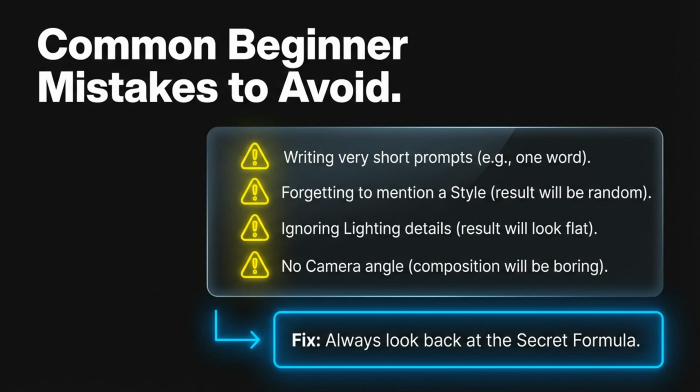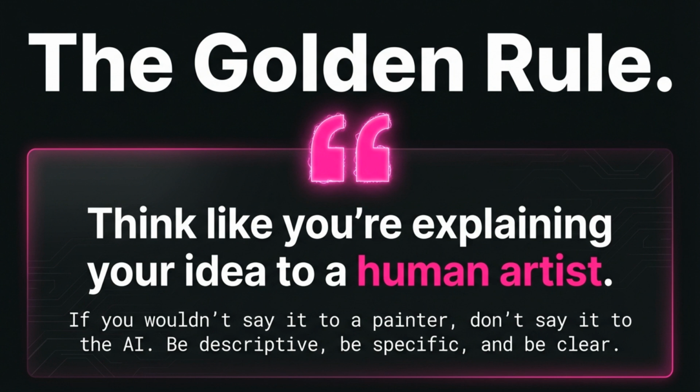Common beginner mistakes include writing very short prompts, forgetting to mention a style, ignoring lighting details, and not including a camera angle. The fix is always to refer back to the secret formula. The golden rule is to think like you're explaining your idea to a human artist. If you wouldn't tell a painter to just draw a dog, don't tell the AI. Be descriptive, specific, and clear.